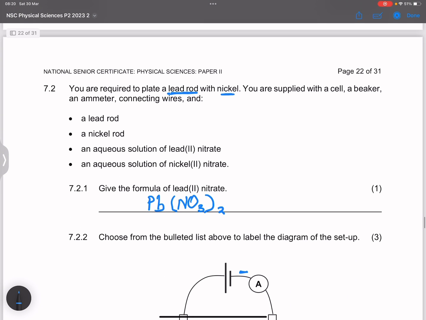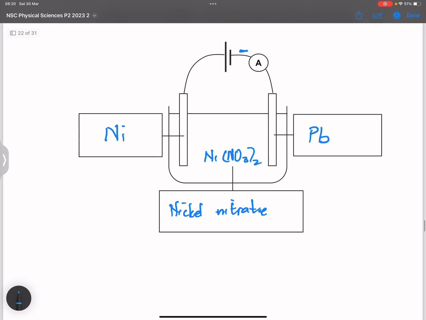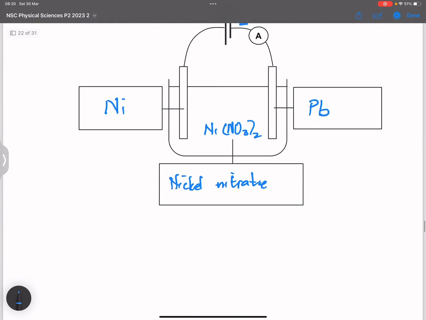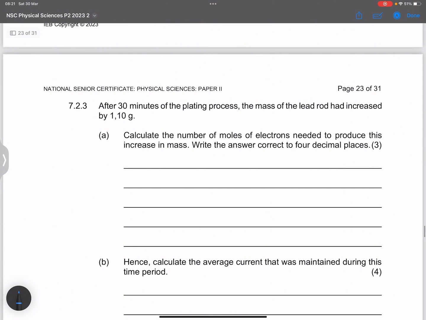Right, so remember, we are required to electroplate, in this case, a lead rod with nickel. Okay, so we will do everything in our power. This is the one that we are electroplating with. Okay, so that is how the cookie crumbles. Okay, so let's go on to the next question.